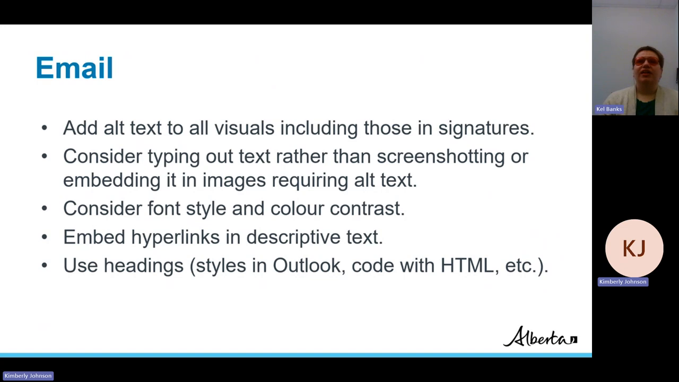You want to consider font style and color contrast. As Kim demonstrated earlier, you can use WebAIM contrast checker to check the contrast of the text in your emails as well. You want to embed hyperlinks in descriptive text. And so what this means is you don't just put the URL, http://www.examplewebsite.com. And you don't just call that link something like "click here." You want to make sure that that link has a title that makes sense out of context. So if you took all of the surrounding text out of the post and just looked at the link, you could tell what that link is going to lead you to.